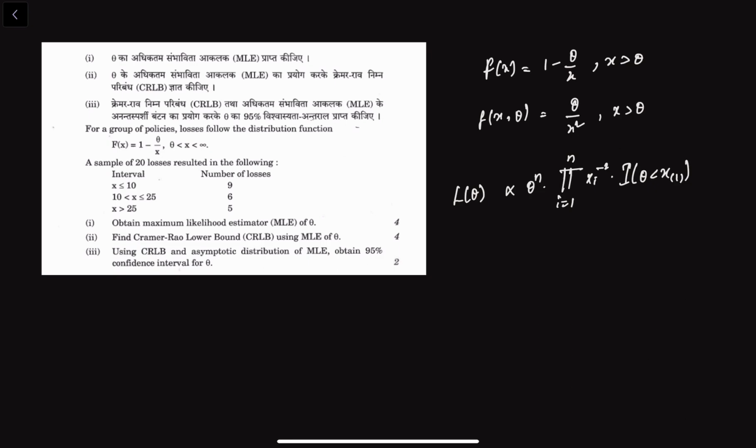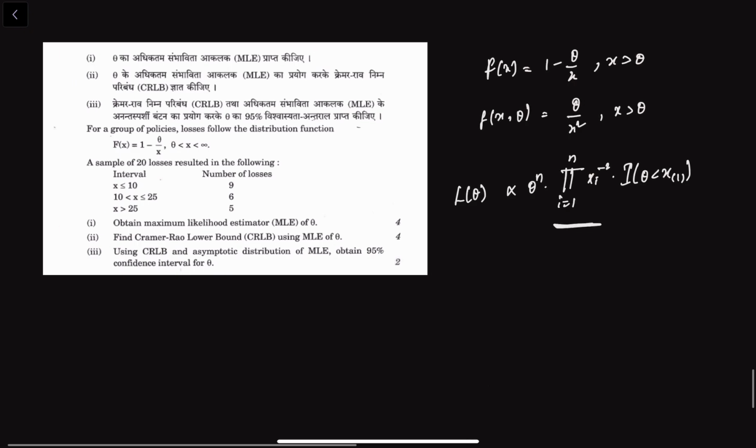For fixed observed values of xi's, the factor product i equals 1 to n of xi to the power minus 2 does not involve theta. And L(theta) is proportional to theta to the power n on the allowed region where theta is less than x(1). Therefore L(theta) is increasing in theta on this interval from minus infinity to x(1). We can see L(theta) is increasing in this interval.